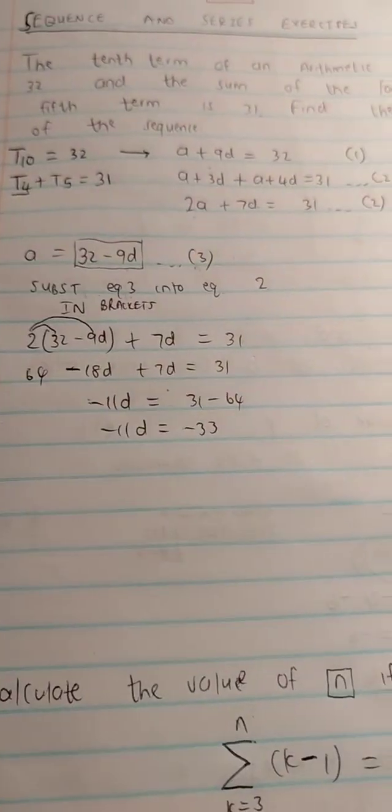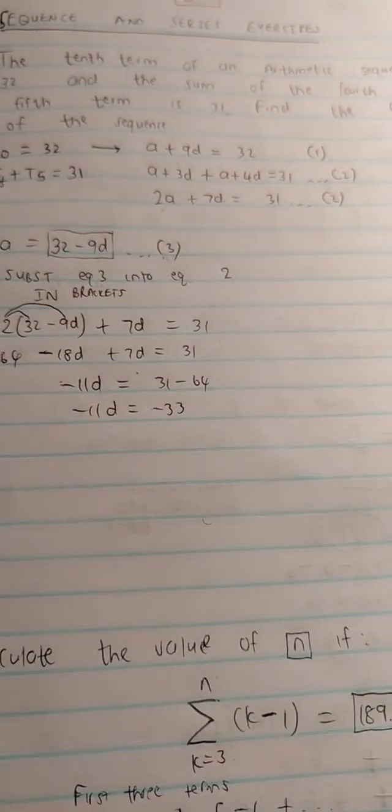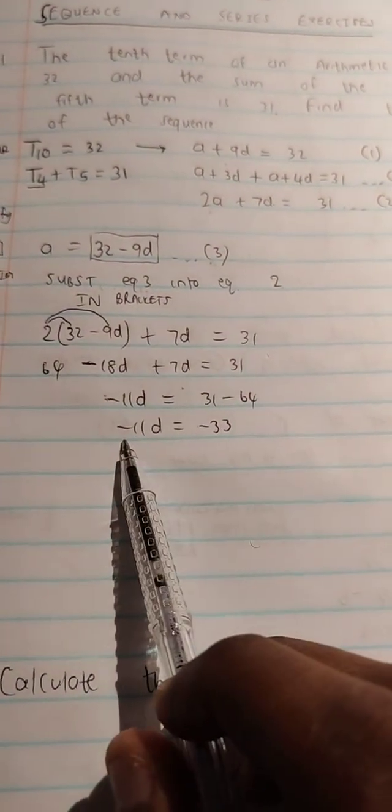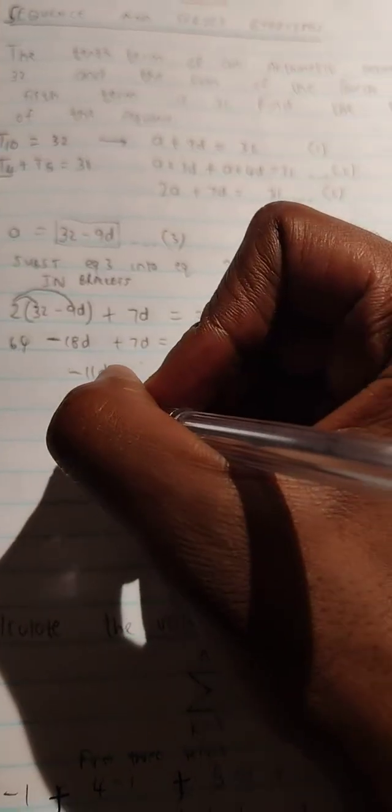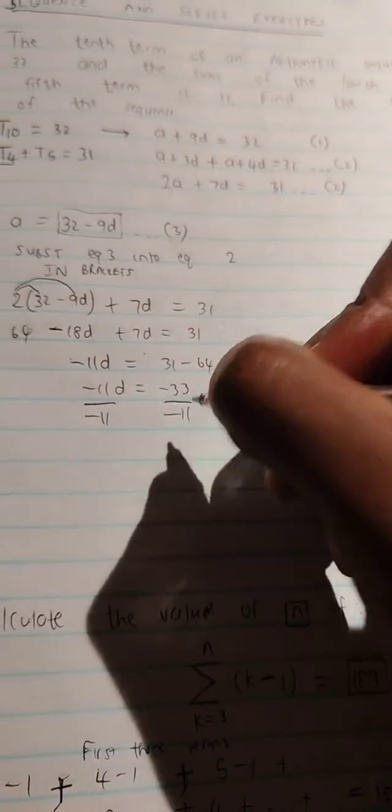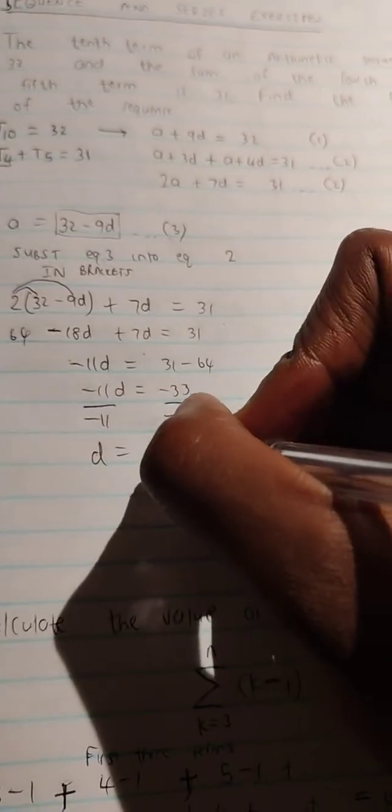31 minus 64. You guys have already established it's negative 33. We divide both sides by what? The coefficient of negative 11d, which is negative 11. You divide both sides by negative 11. D is equal to 3.